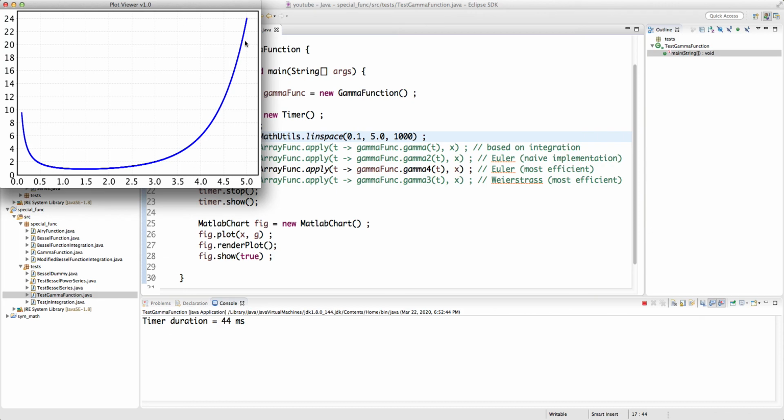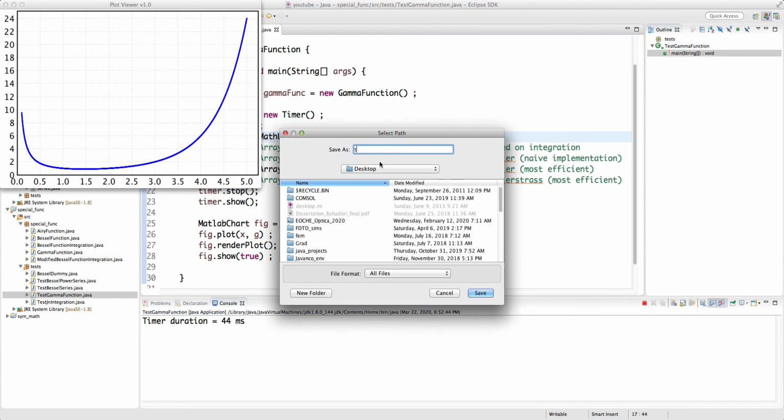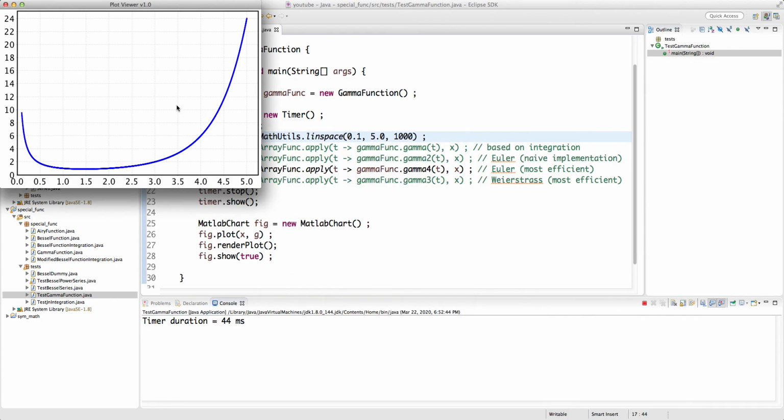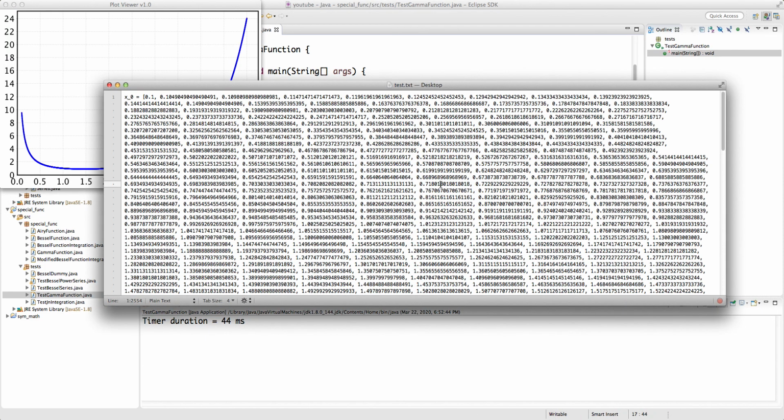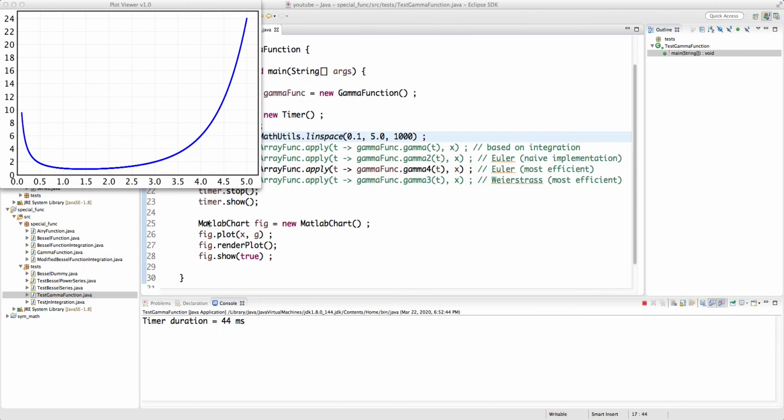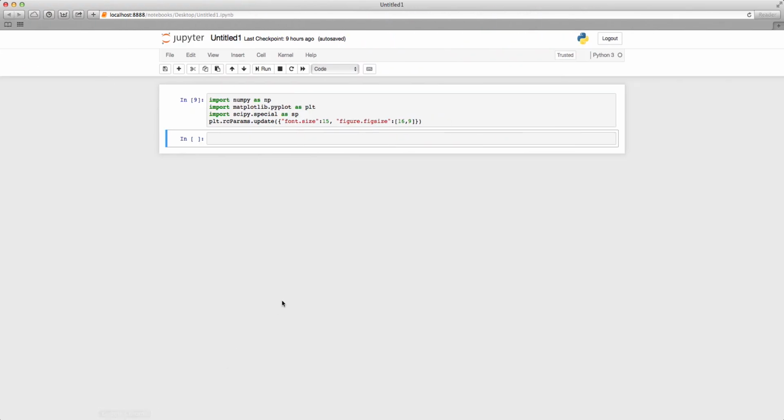And just like we did for Bessel functions, let's export this to Python and try to compare the values with what we get from the Python implementation. So I'm going to export to a text file, all right? And then on my desktop, I'm going to open the text file. These are all just the values, and I copy them. And then I'm going to my Jupyter notebook.